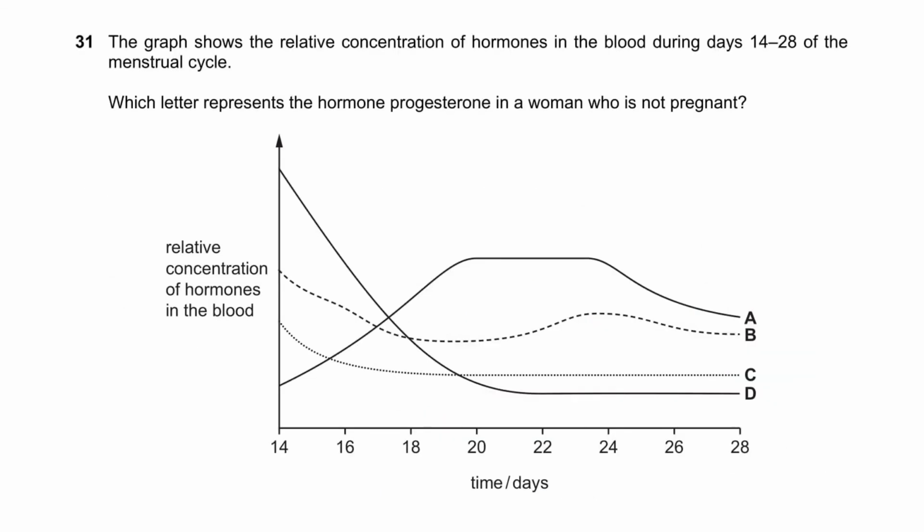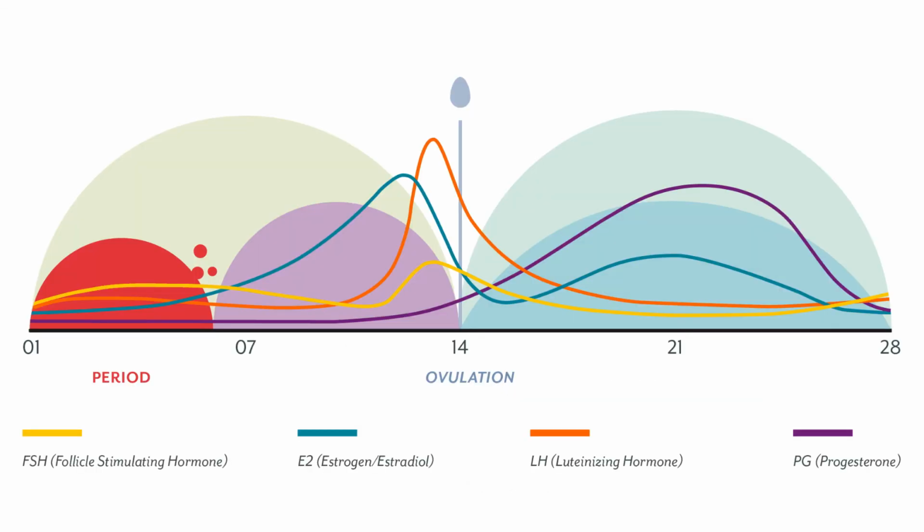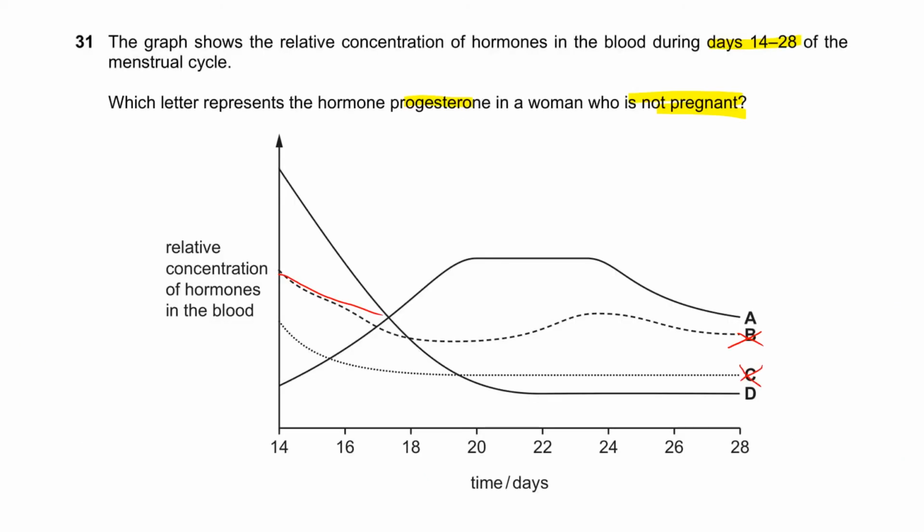Question 31 says the graph shows the relative concentration of hormones in the blood during days 14 to 28 of the menstrual cycle. Which letter represents the hormone progesterone in a woman who is not pregnant? For a woman who is not pregnant, the levels of progesterone after day 14 increase. So option B is wrong because it decreases. Options C and D are wrong because they both also decrease.